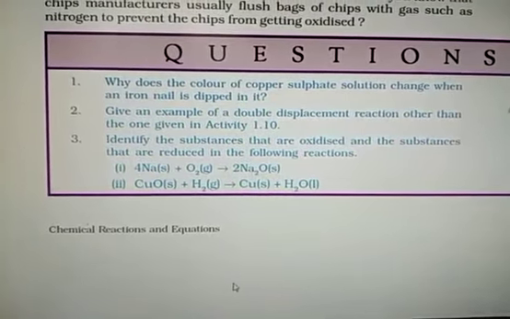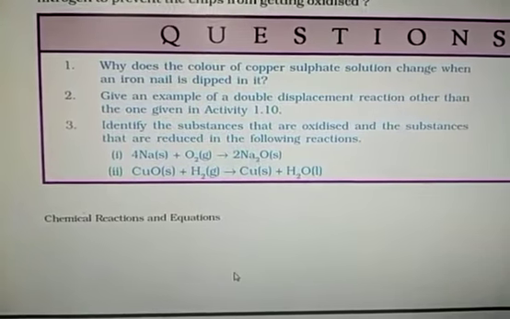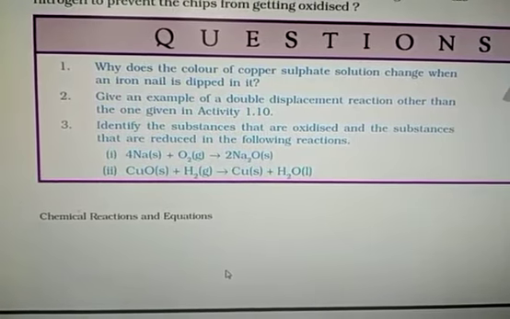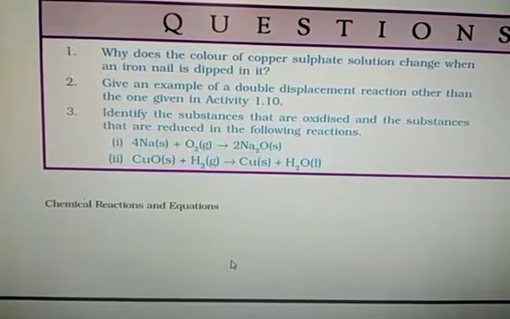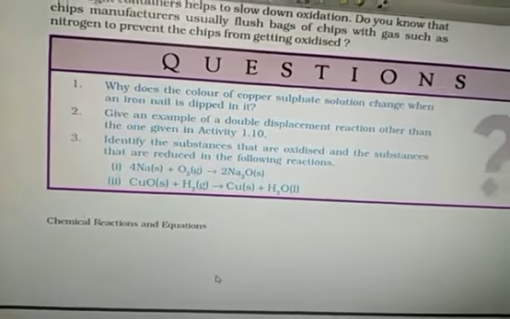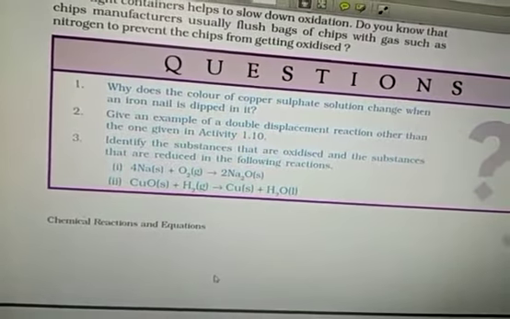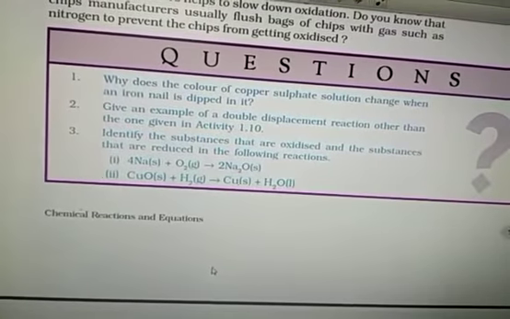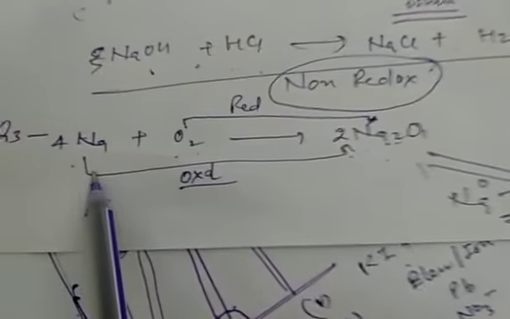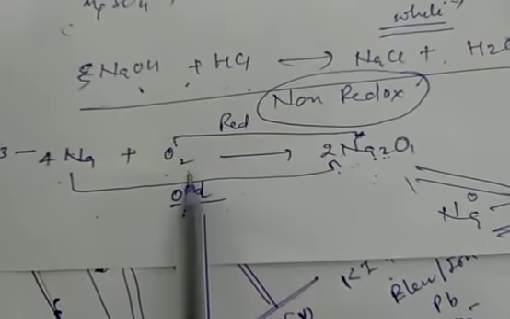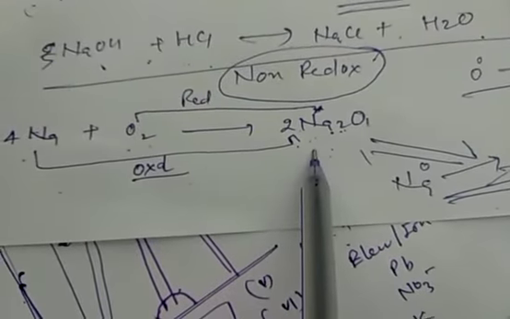Now come to exercise question number 3. Identify the substances that are oxidized and the substances that are reduced in the following reactions. Your first equation is sodium reacting with oxygen to form sodium oxide. This is sodium. 4Na plus O2 changes into 2Na2O.